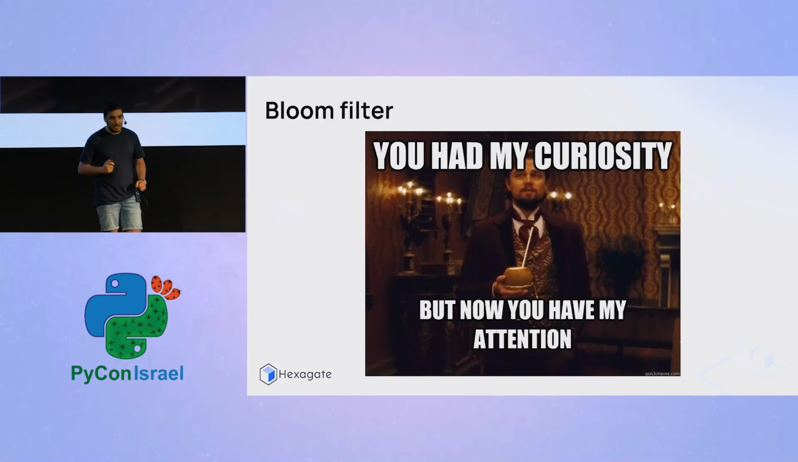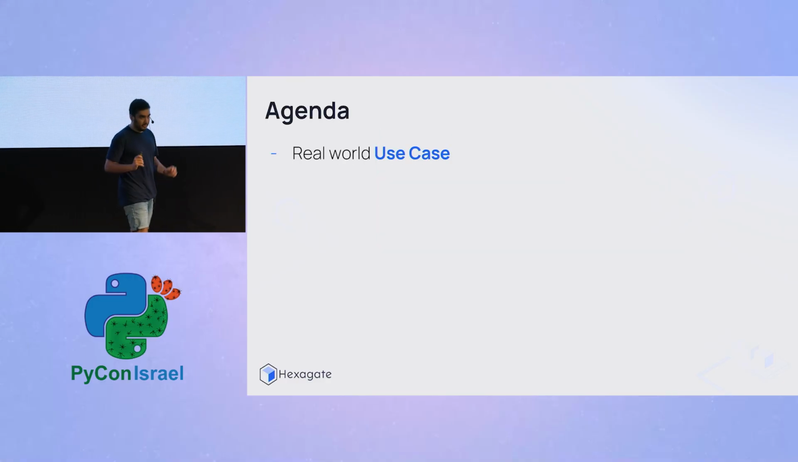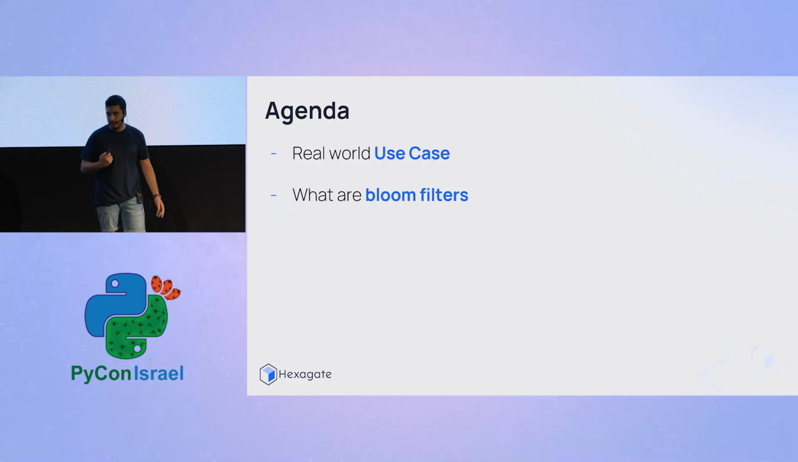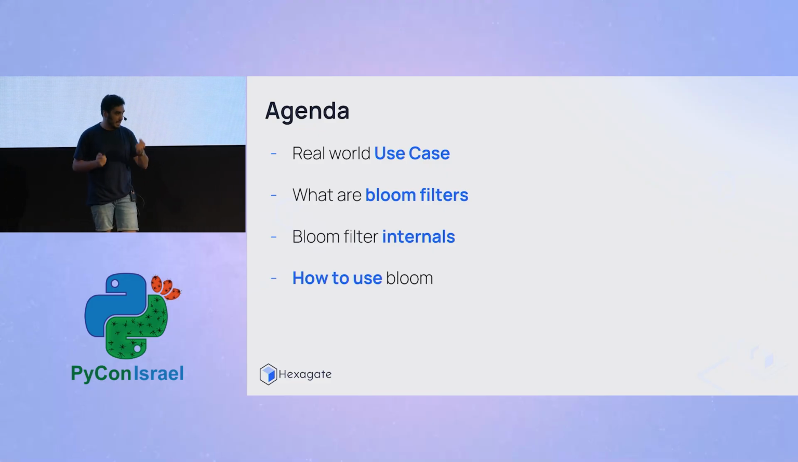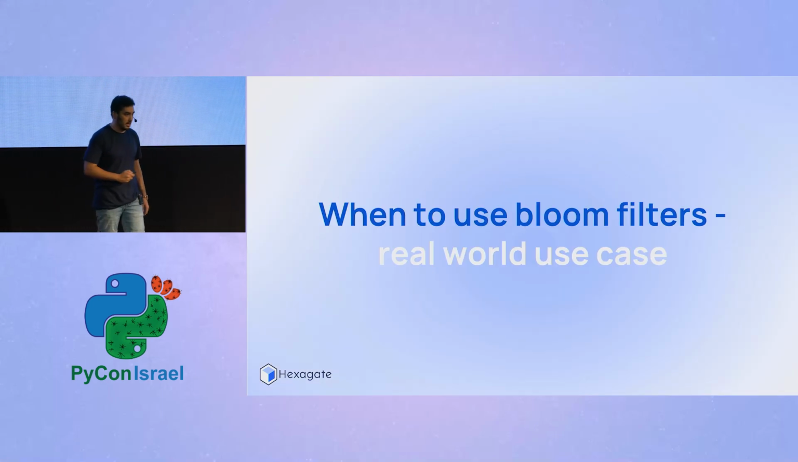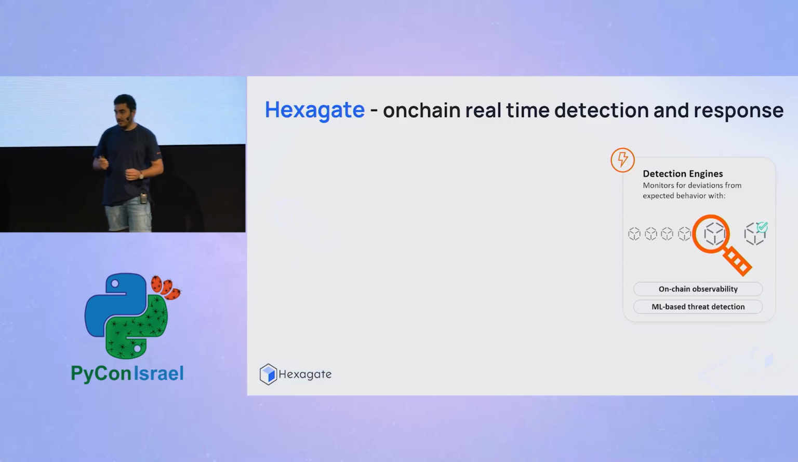So now that I got you guys convinced this is something worth listening to, let's jump into our topic for today. First, I'll start off with the use case, or what got us at Hexagate to actually use Bloom filters. I'll explain and describe the mechanism. We'll have a short deep dive into the internals of this mechanism. Finally, I'll show you an actual example for you guys to go on into your projects and use Bloom filters.